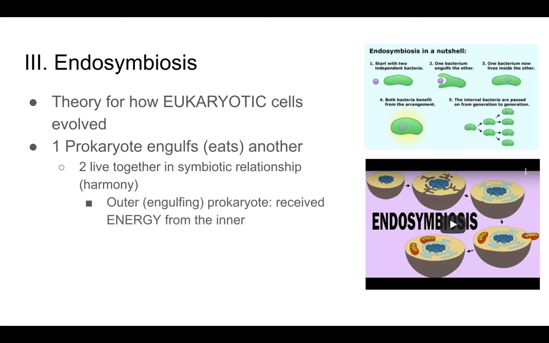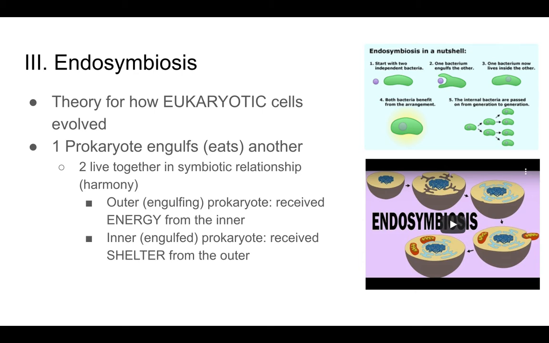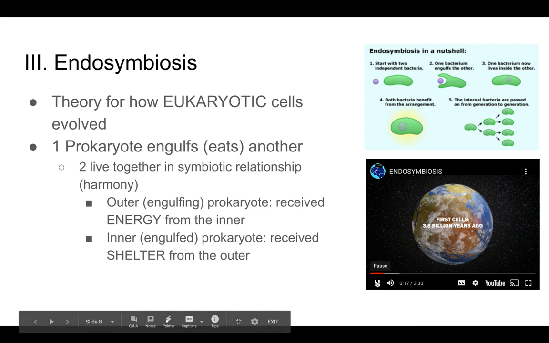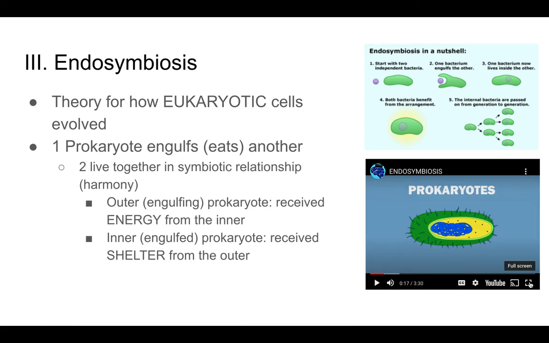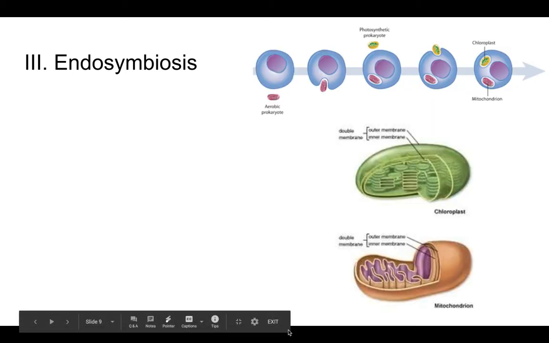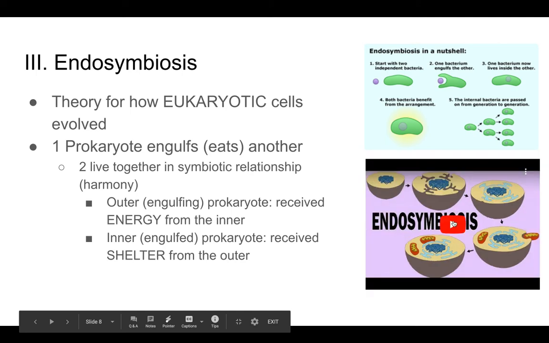So the outer prokaryote, the one that engulfed, the one that did the eating, is now receiving an energy strategy, a metabolism strategy from the inner prokaryote. And the inner one, the one that got eaten, is receiving a bit of shelter and protection from the outer. And so there is the symbiotic relationship between the two of them. Here is a nice little video that lets you watch the modeling of that process. So take a look at this.